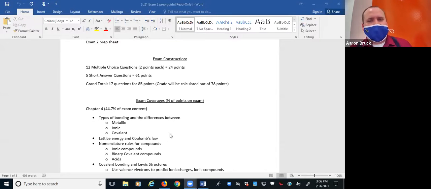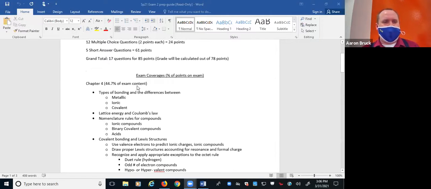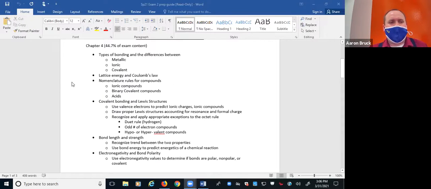So if I look at the exam coverages here, you can see I've given you percentages of content based upon those 85 points. And so you can see that just under 45% of those 85 points are out of chapter 4. And so in here, we are talking about looking at things like nomenclature, looking at Lewis structures, resonance structures, bond polarity, electronegativity.